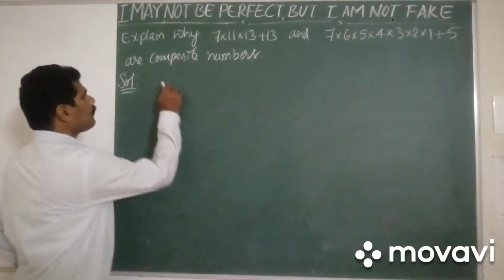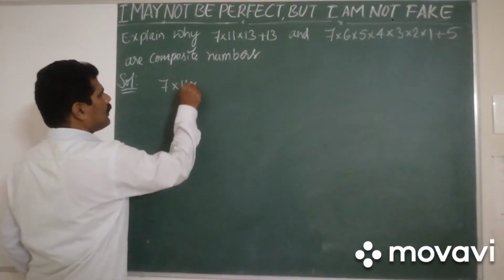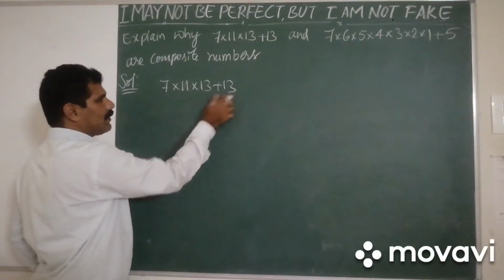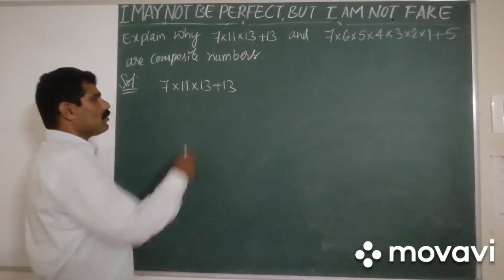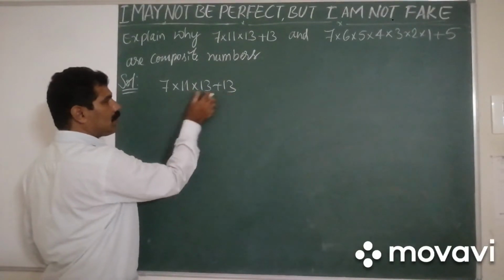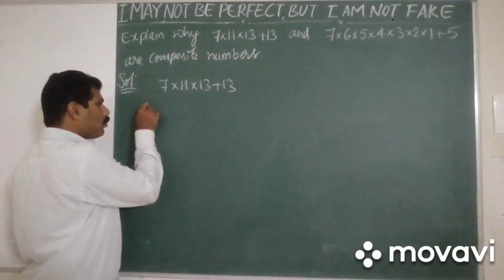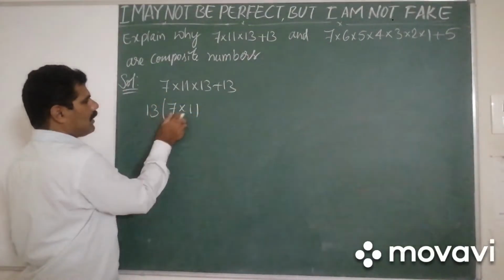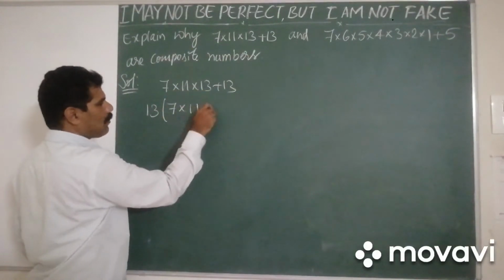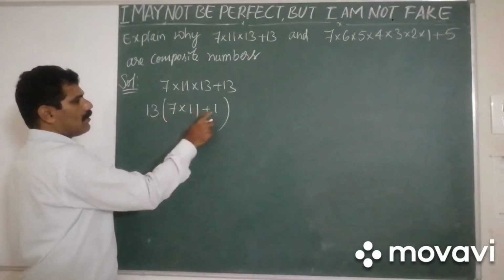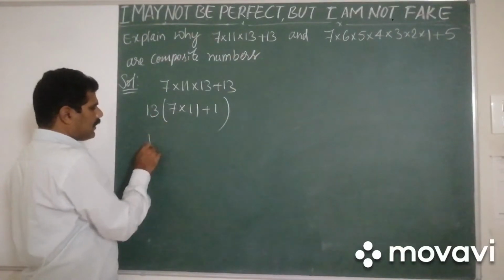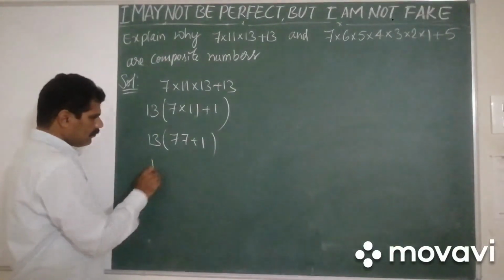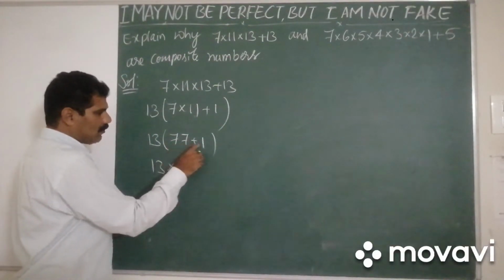Now, first, that is 7 into 11 into 13 plus 13. Here this is one term and this is one term, 2 terms we are having here, okay. So, here 13 is common for both the terms. Now, I am going to take 13 common, which means 7 into 11 into 13 plus 1 inside, okay. Now, 13 ones are 13. Now, how can I write this? 7 11s are 77 plus 1, so 13 into 77 plus 1, 78.